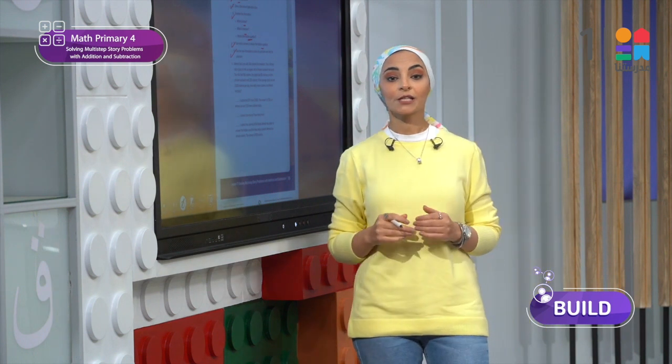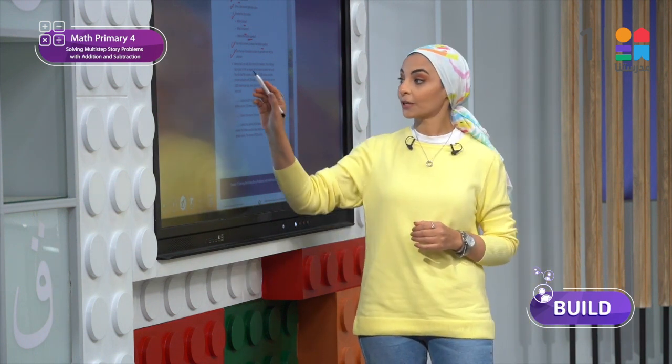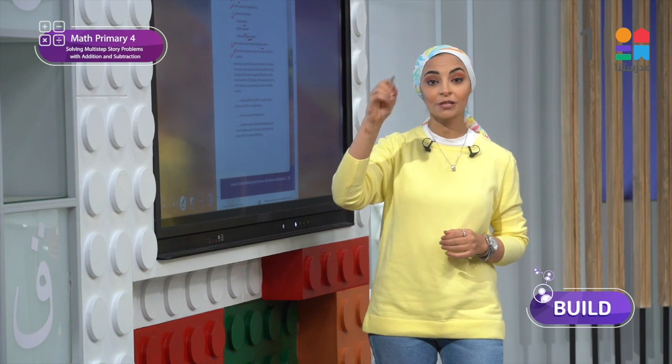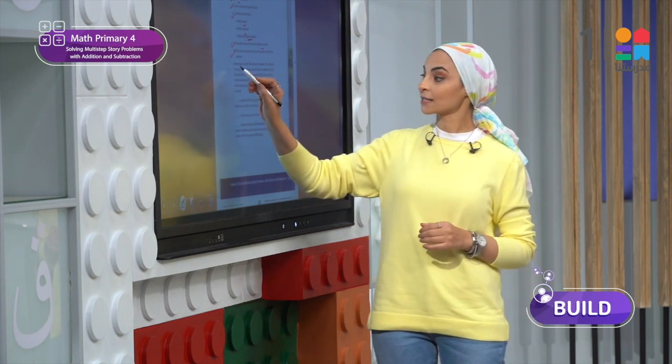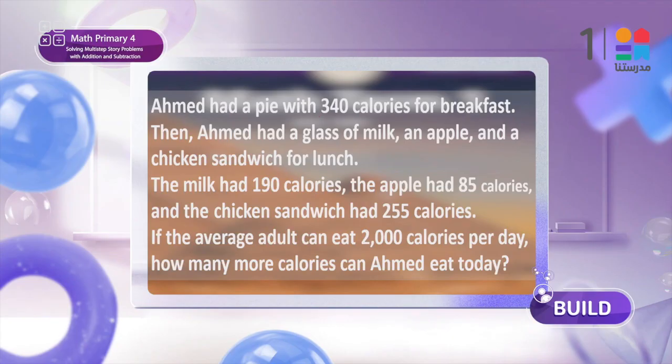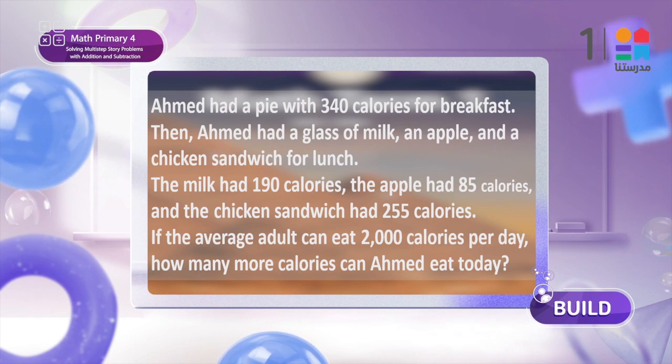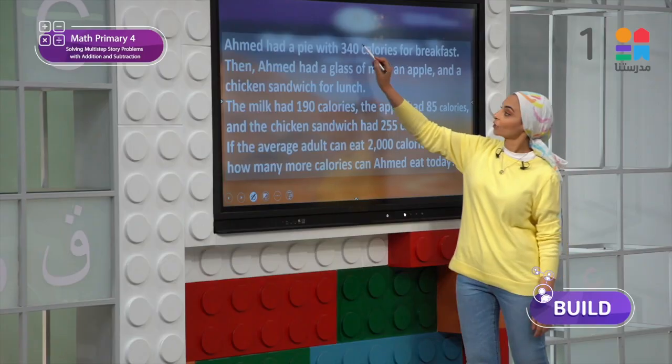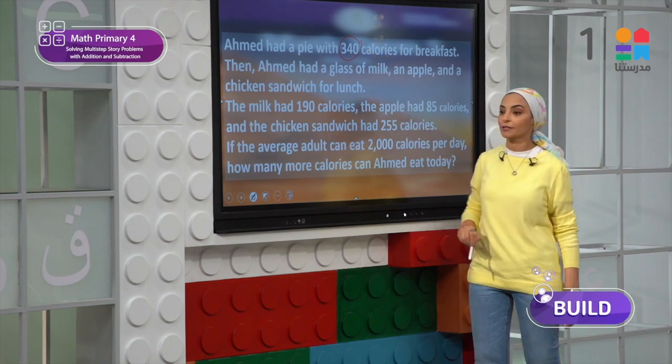Now, while reading, you need to circle the numbers. While we read the problem, we have to circle numbers. Let's solve problem number 1. As you can see, Ahmed had a pie with 340 calories for breakfast. As we agreed, I will circle the number 340.